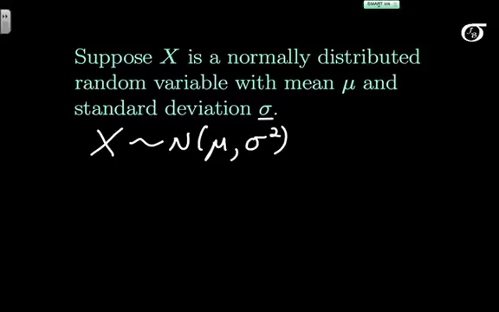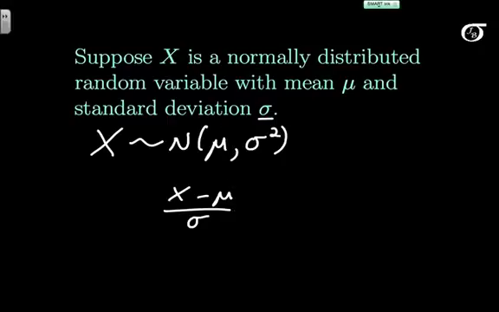Now suppose we want to standardize this. In other words, turn it into something that has a standard normal distribution, which is a normal distribution with a mean of 0 and a standard deviation of 1. How would we do that? Well, let's think. X has a mean of mu. So if we go x minus mu, then this quantity is going to have a mean of 0. And if we divide by sigma, then this whole quantity is going to have a standard deviation of 1.